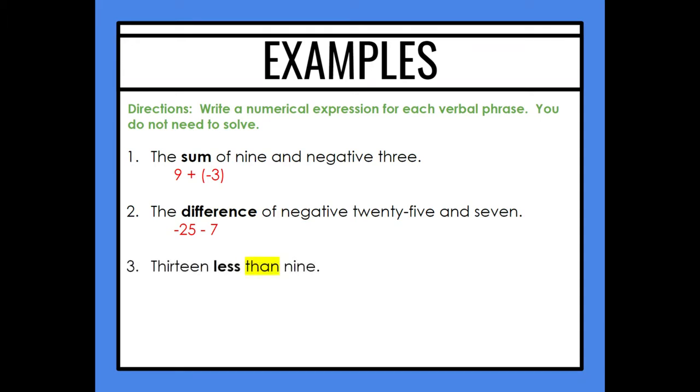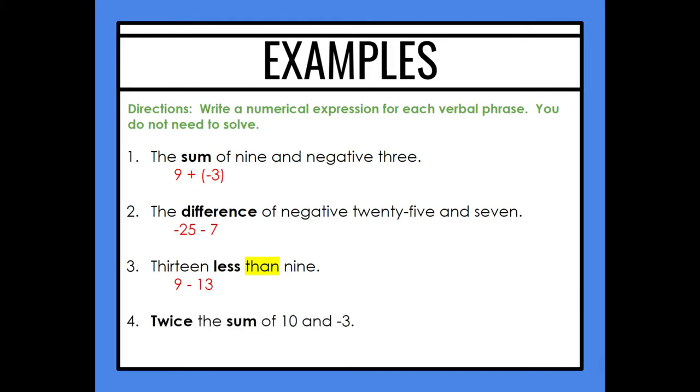Number 3, 13 less than 9. Notice bold, I have less, but I also have than highlighted because than is one of our turnaround words. So for this one, I have to actually write the number that comes after than first. So I'm going to write 9, less means to subtract, and then I will subtract 13. So my statement here will be 9 minus 13.